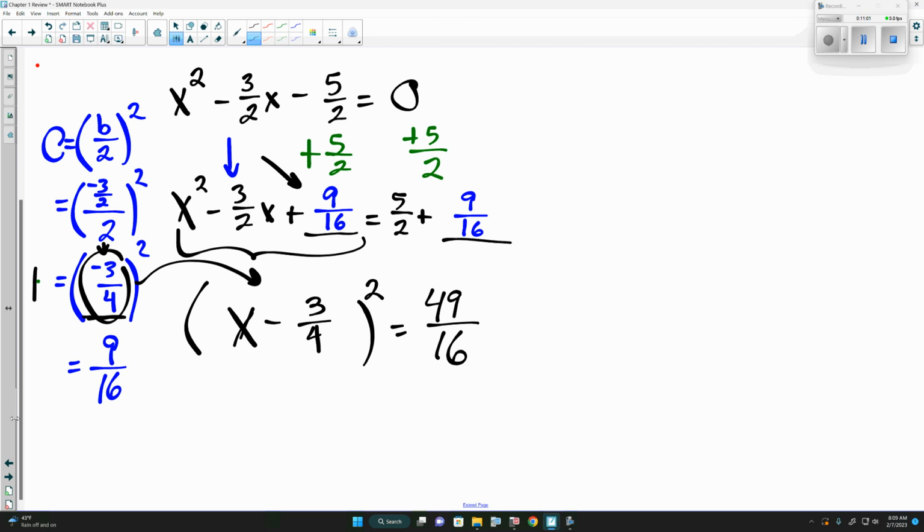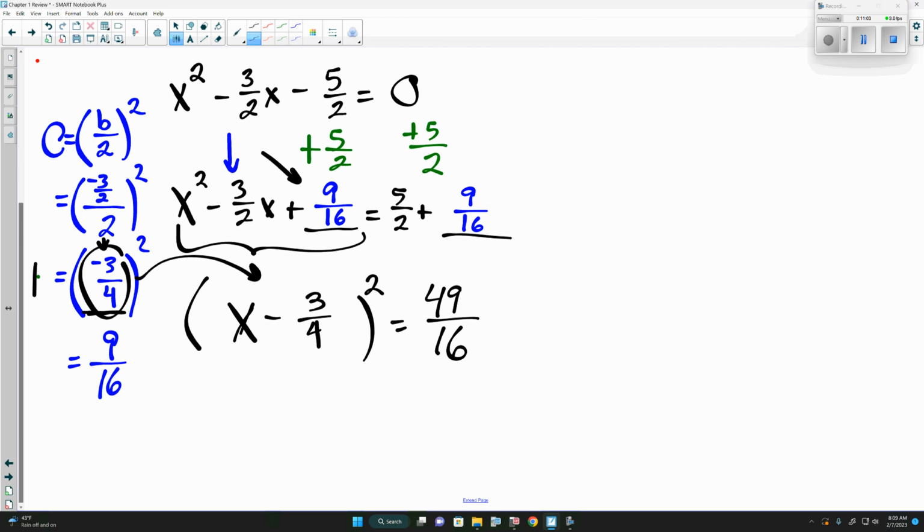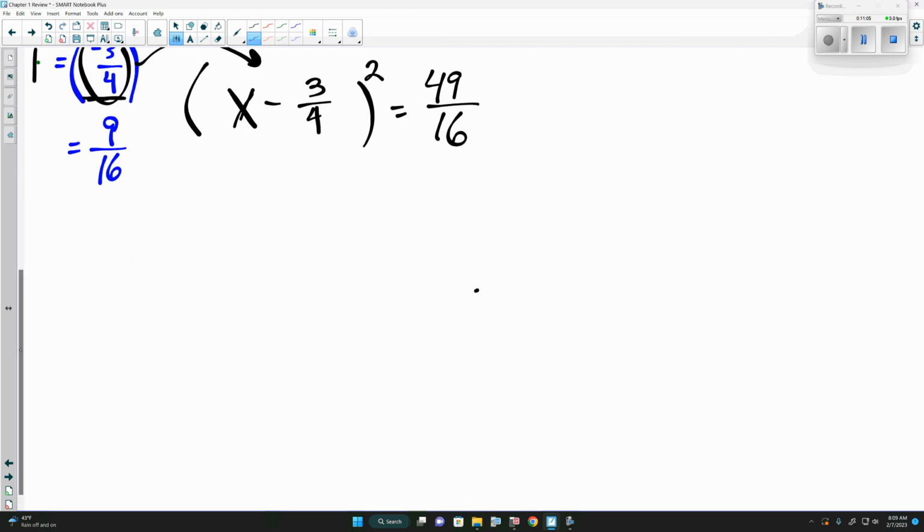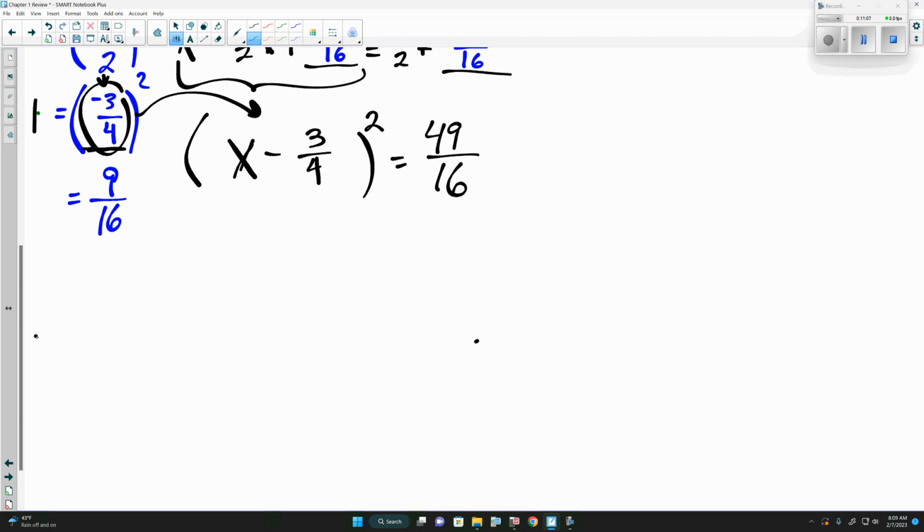This problem is being very nice. Any questions on this so far? Now it might be odd I tell you that this problem is being very nice, because our next main step is to square root both sides.